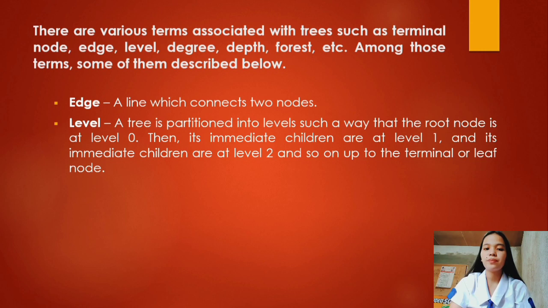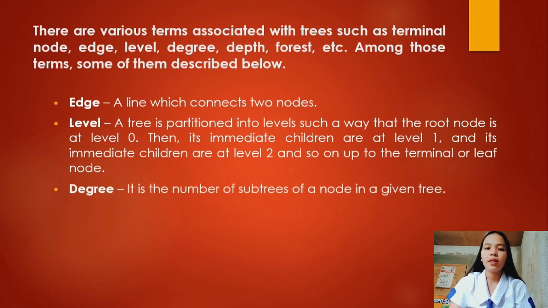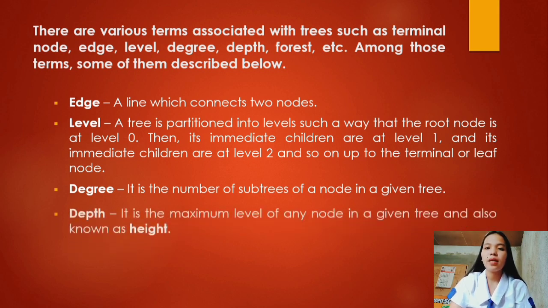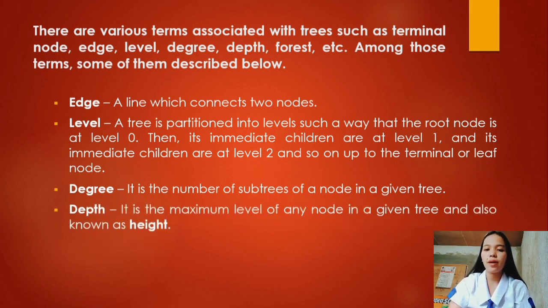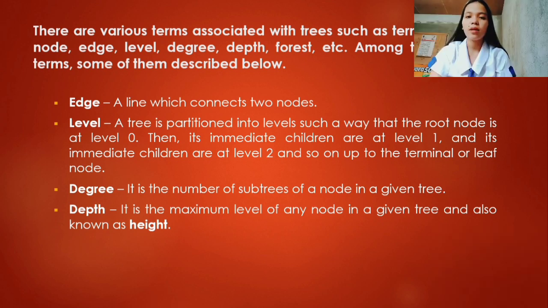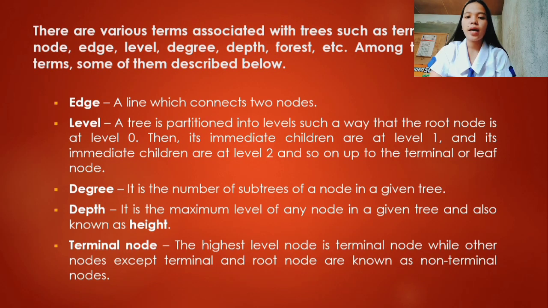Degree. It is the number of subtrees of a node in a given tree. Depth. It is the maximum level of any node in a given tree and is also known as height. Terminal node. The highest level node is the terminal node, while other nodes except terminal and root nodes are known as non-terminal nodes.